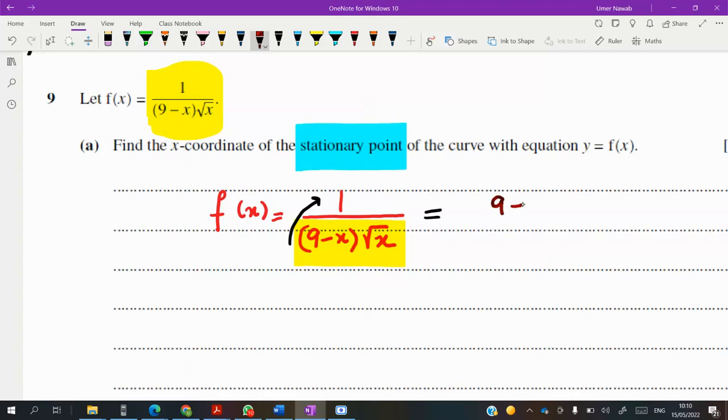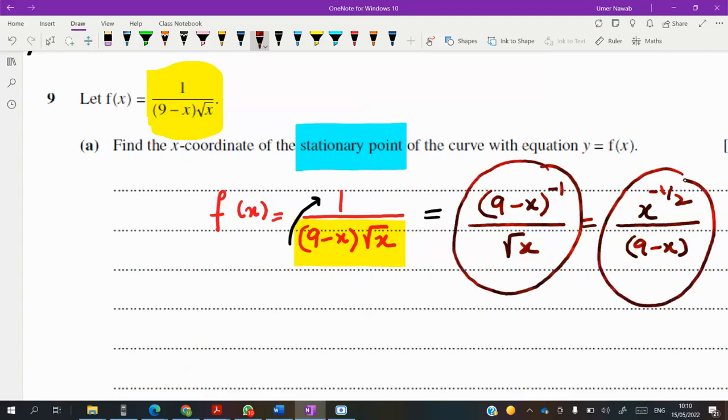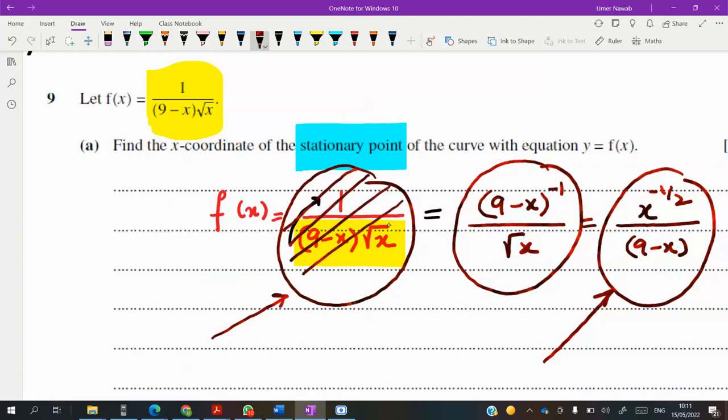You can write it as 9 minus x raised to the power minus 1, over square root of x. This is also okay. And if you want to keep 9 minus x down, you can send the square root of x up, so the power becomes minus 1 over 2. I would go for this one, but both options make your question simpler than differentiating the original function directly. I don't prefer to go for that.